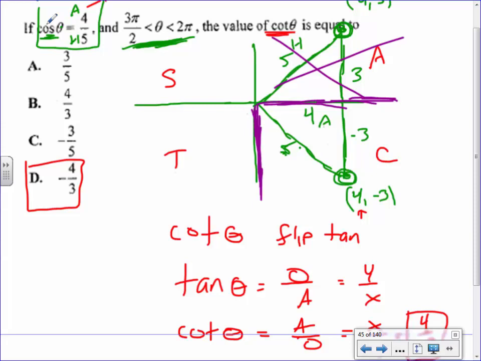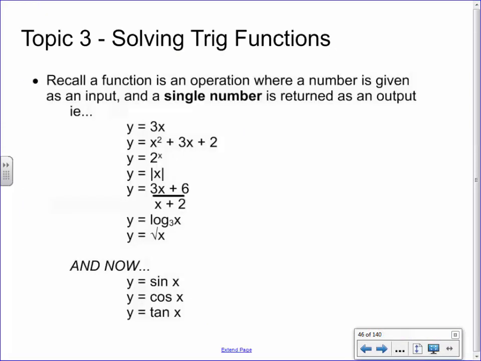Do you guys have the last set of notes printed off? Okay. So let's go right into our last set of notes here. This is what I've finally been waiting for. So all of that is finally to get to this moment here. Our goal now is to be able to solve a trig equation.